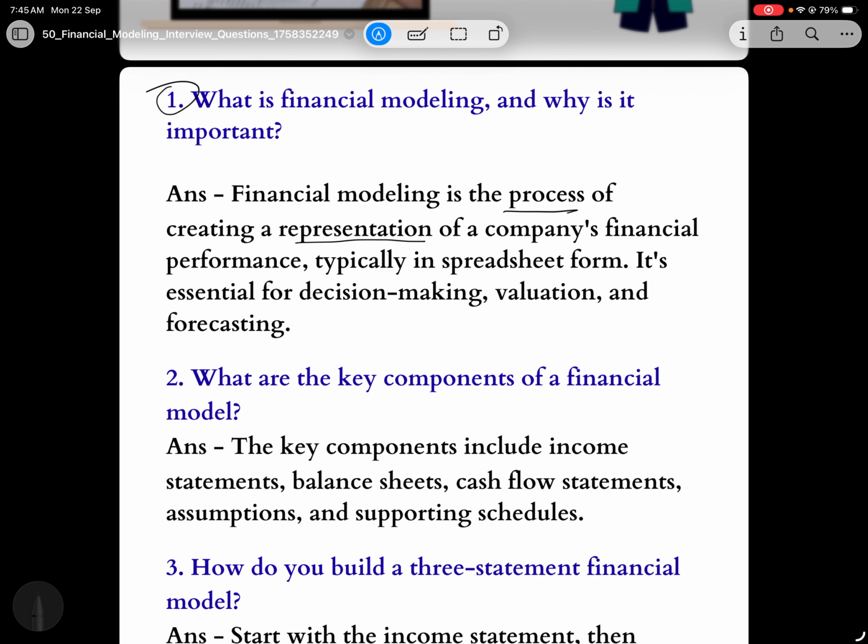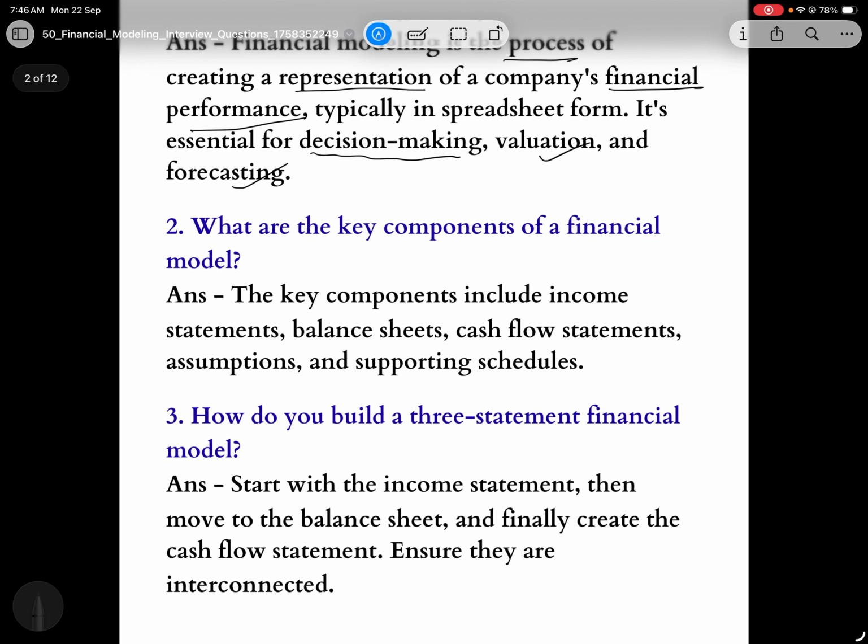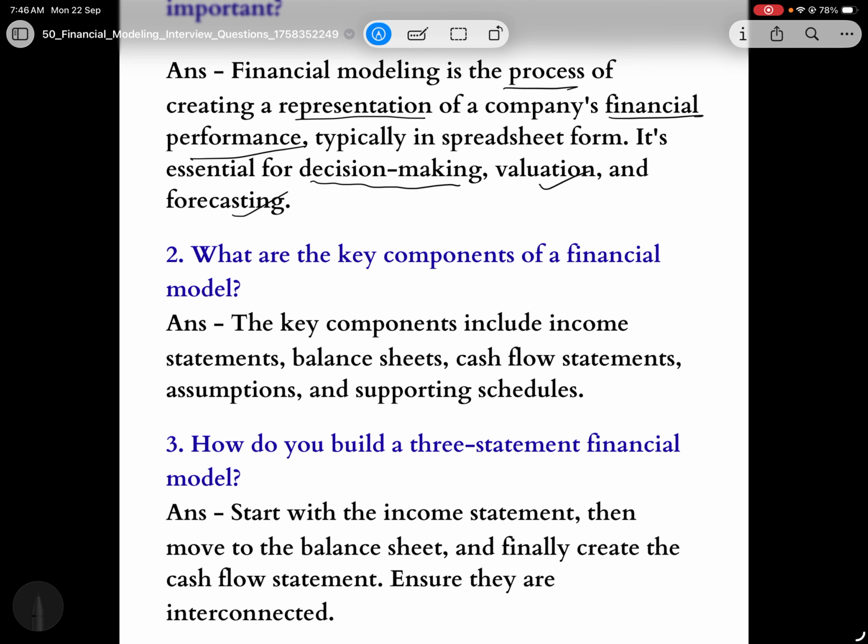Okay, so next is why is it important, right? It's basically a representation of financial performance. It provides you how the company is performing and how it will perform in the future. It's essential in terms of decision making, and that decision making could be either valuation or forecasting, right? That's why we use financial modeling.